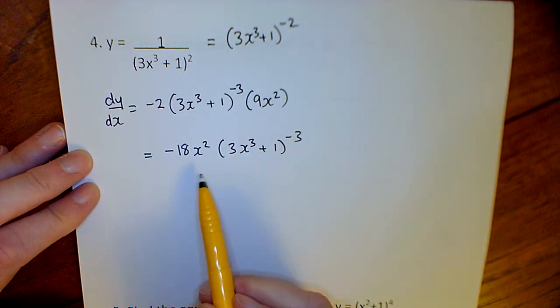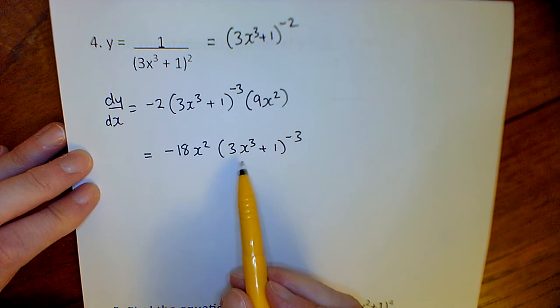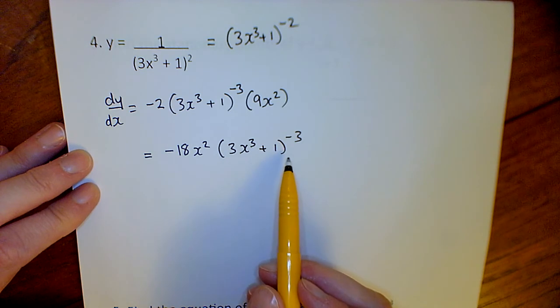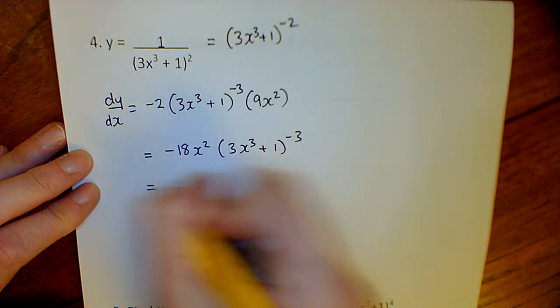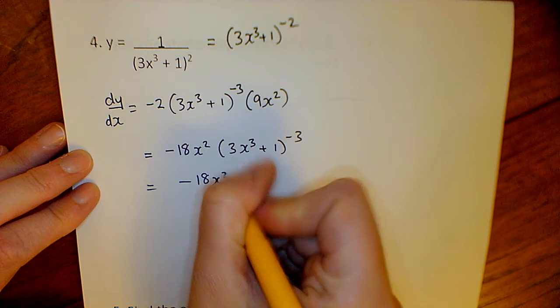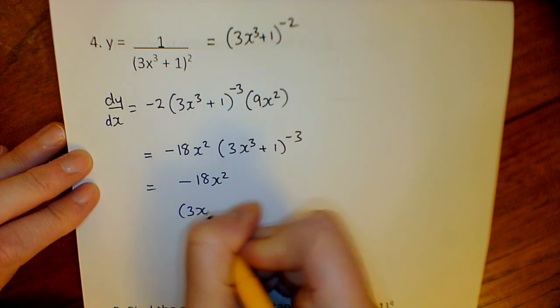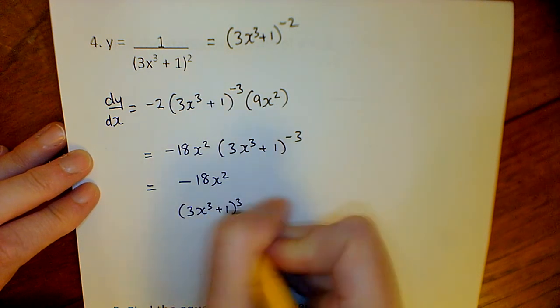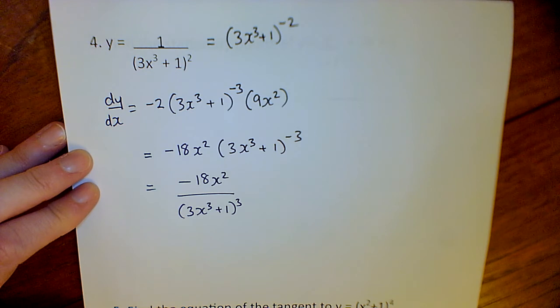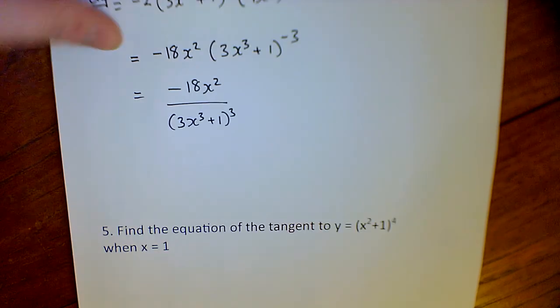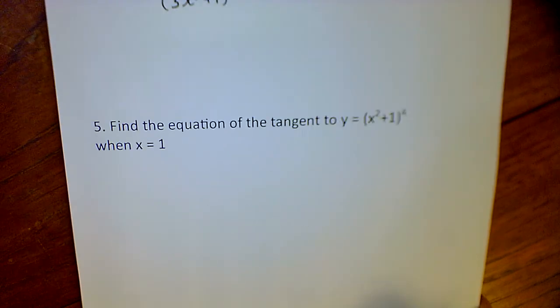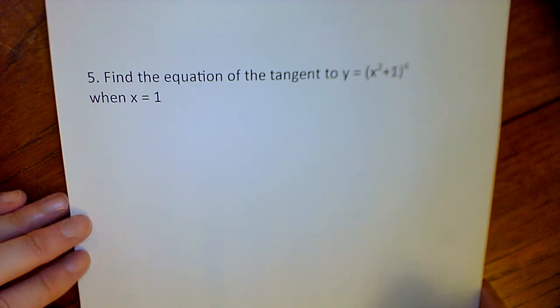we could write it as minus 18x squared upon 3x cubed plus 1 all to the power of minus 3, or you could bring the bracket back down. Okay, and again now we'll have to be able to do questions involving tangents and stationary points.